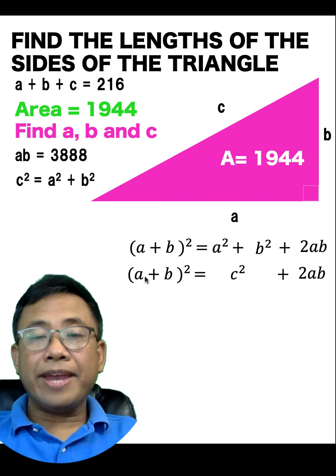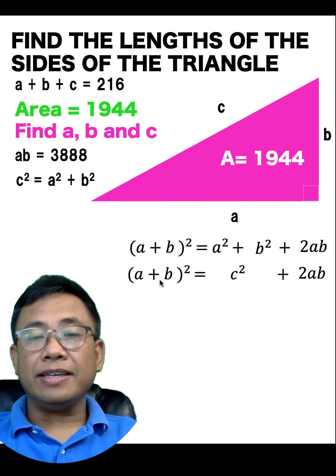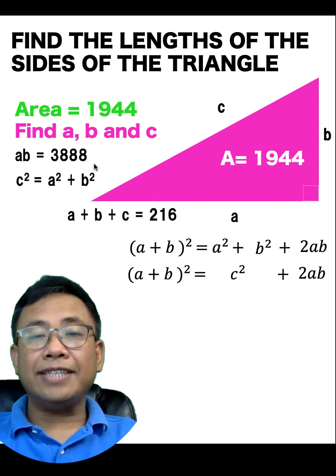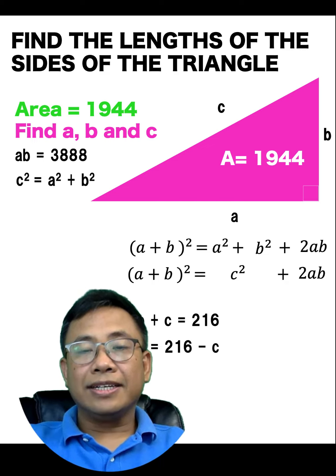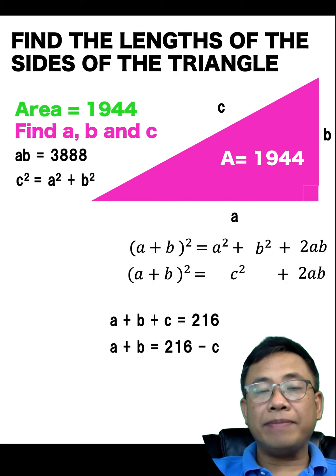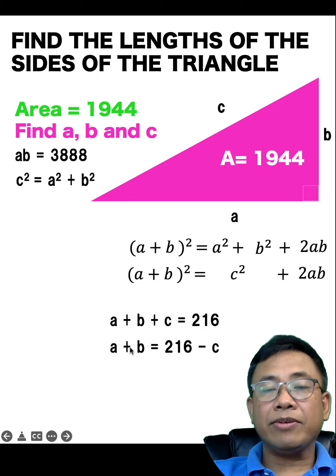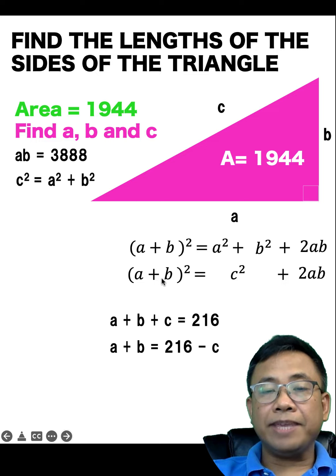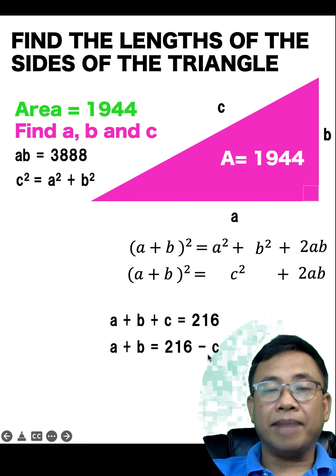Next, we have here an expression A plus B, and we have here this perimeter A plus B plus C. Clearly, we can solve this for A plus B by subtracting C from both sides. So let's carry that out. Subtracting C from both sides, we have the expression A plus B equals 216 minus C. And we can now replace this A plus B by 216 minus C.